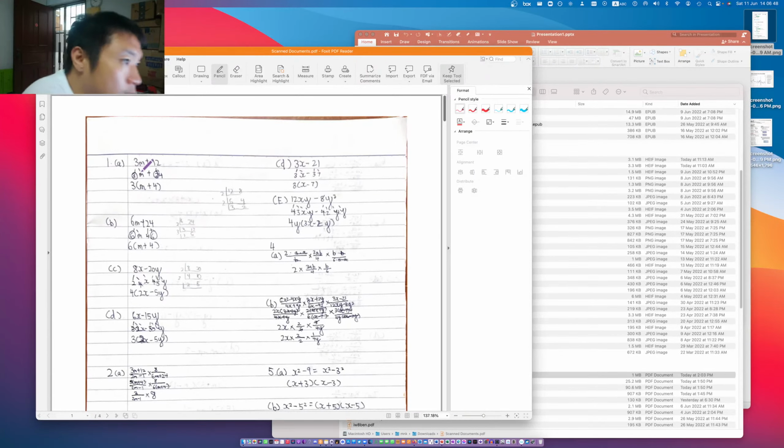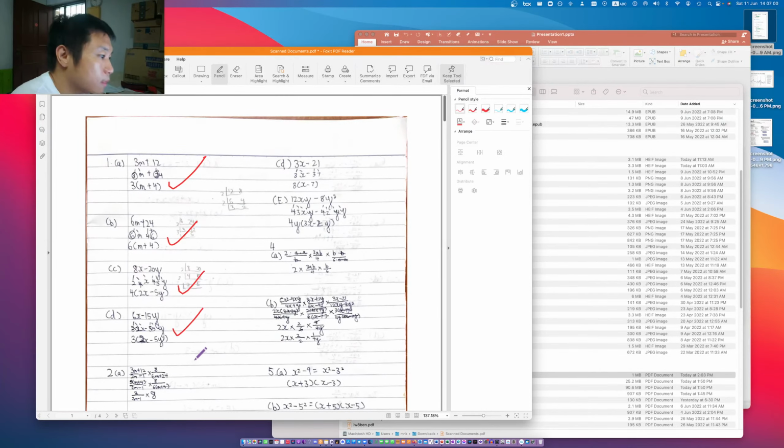So this one, take out the 3, very good. This one, take out the 6, very good. This one, take out the 4, very good. This one, take out the 3, okay, very good. Okay, so the first 4 questions here are to help you solve the harder questions later on.